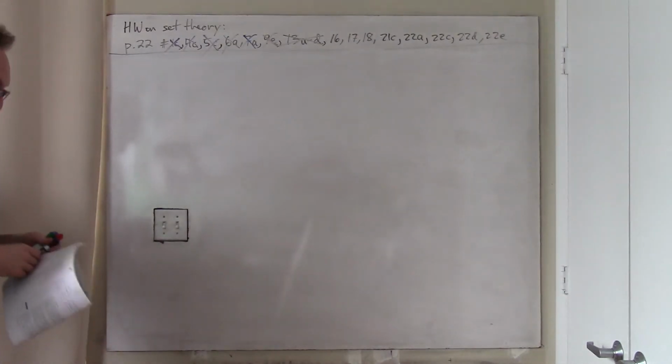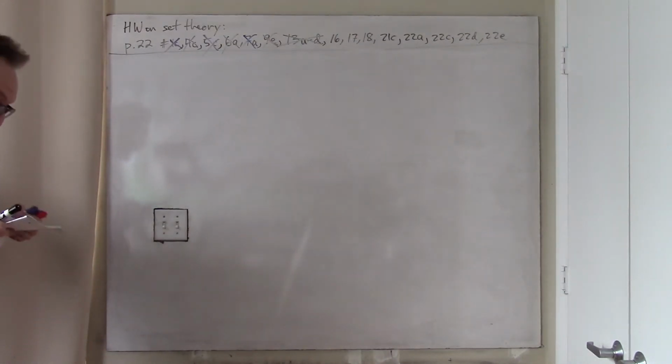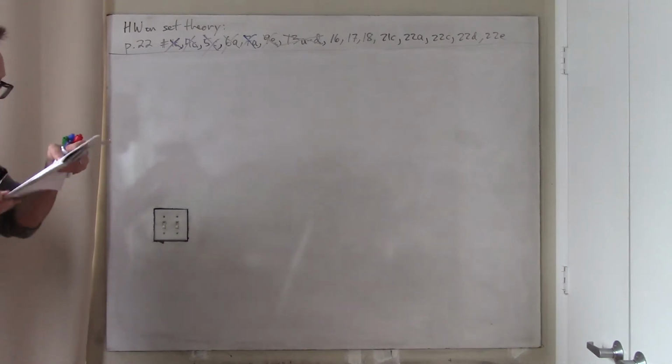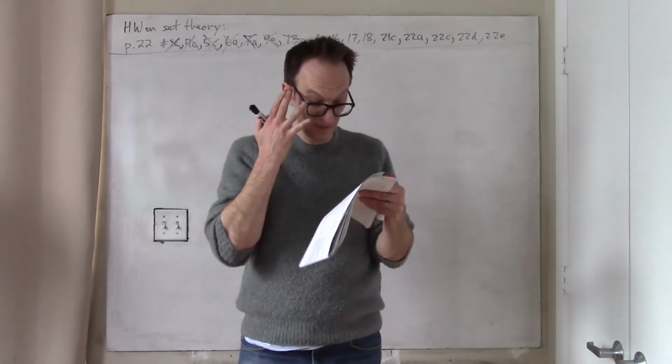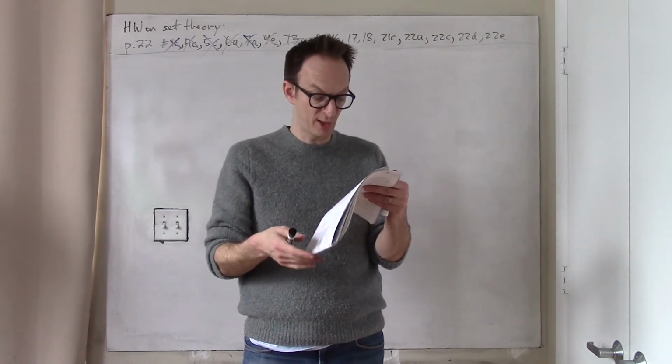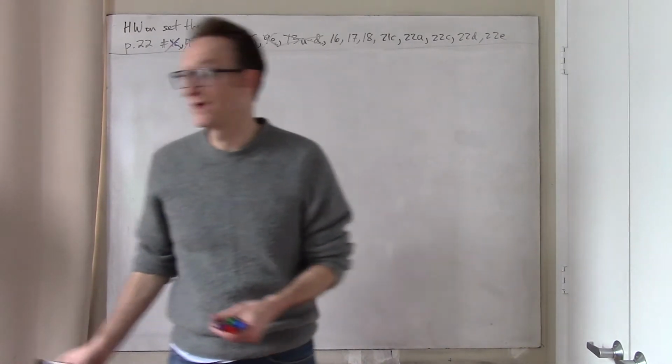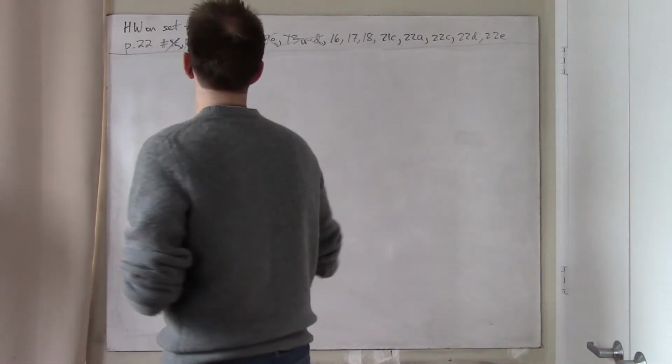Okay, so let's go. 16 says, design a Venn diagram that shows the most general relationship among 4 sets. Hint, use ellipses instead of circles. Okay, good. So what's going on here? Dude, make a Venn diagram.